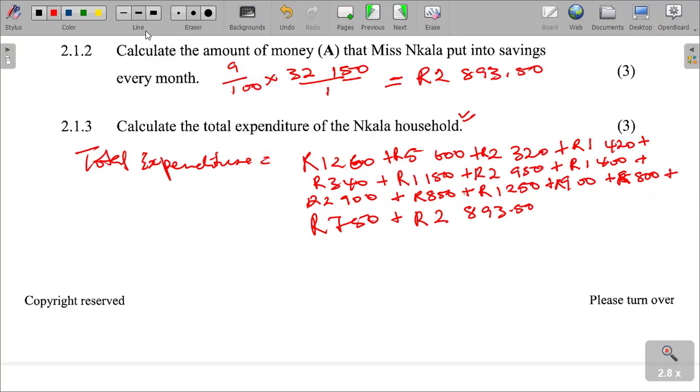So we are adding all these figures. We add all of them, all the expenses. And then when we add all of it, it gives us how much? If I put it through the calculator, it's going to give us 26,783 rand, 50 cents.